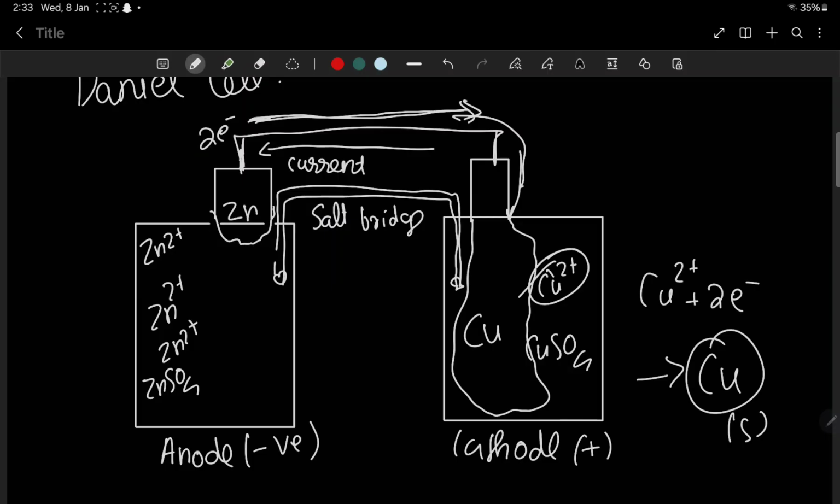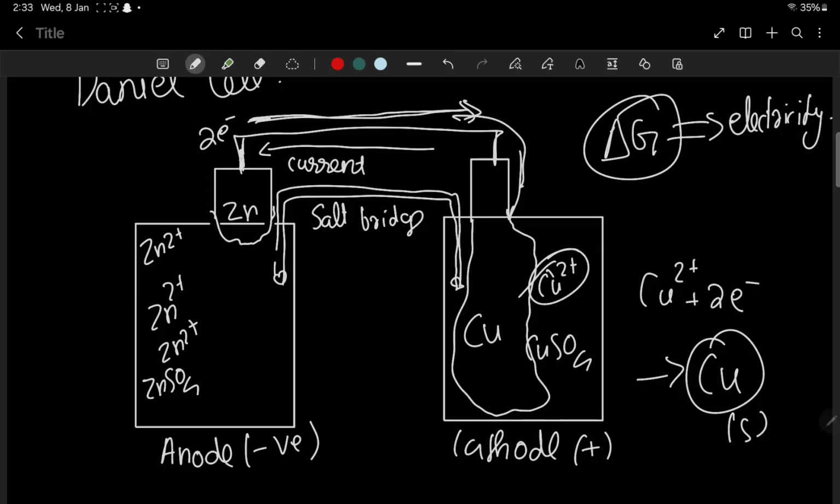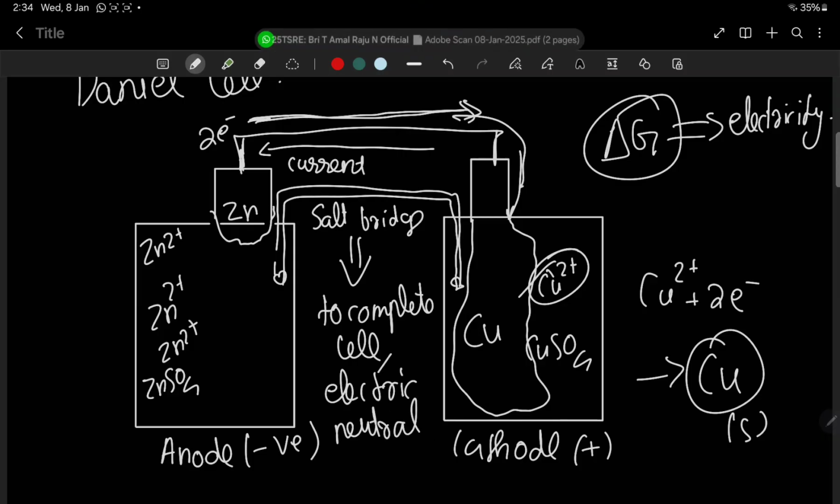Here, due to this reaction there is Gibbs energy, and that energy is the cause for electricity. So this is about the reaction. Why are we using the salt bridge? It is to complete the cell and to maintain electric neutrality. I'm not telling much about the characteristics of the salt bridge, because it is not written in NCERT.